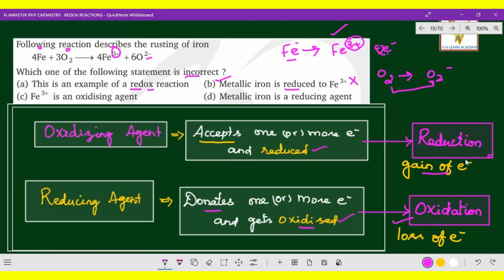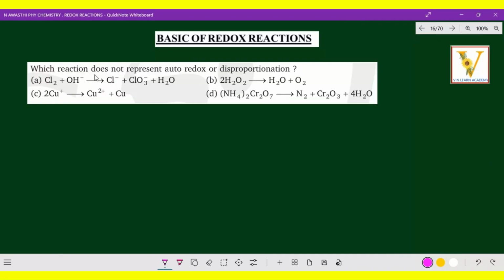I hope you got the clear idea about these points. Now, which is the incorrect option? Metallic ion is reduced to Fe3+, which is the incorrect option. I hope you got the clarity about oxidation, reduction, oxidizing agent, reducing agent, and loss and gain of electron. Come on, let's go to the next question.